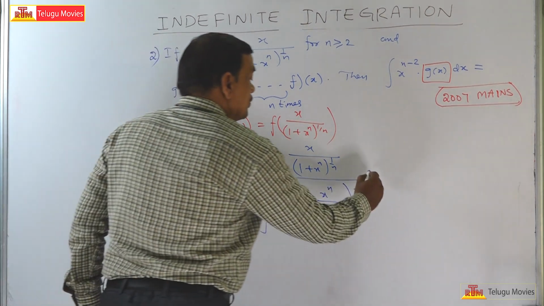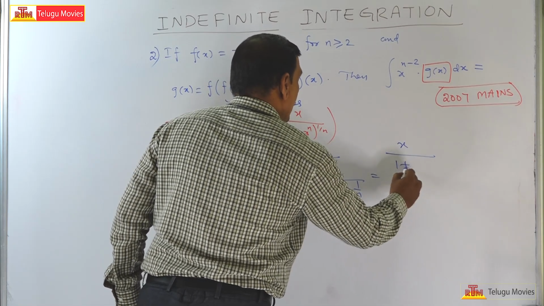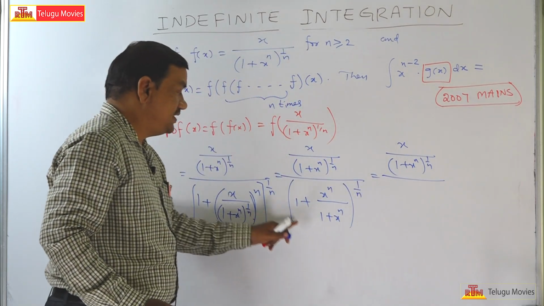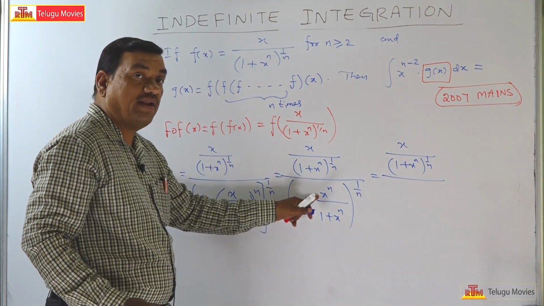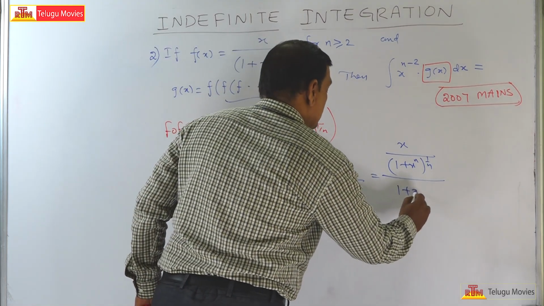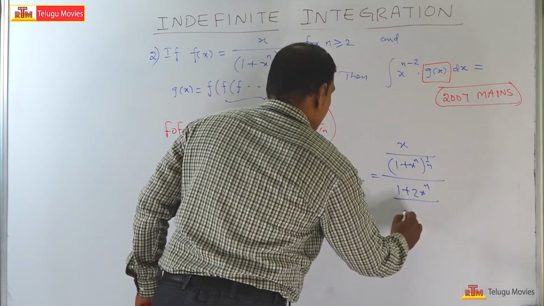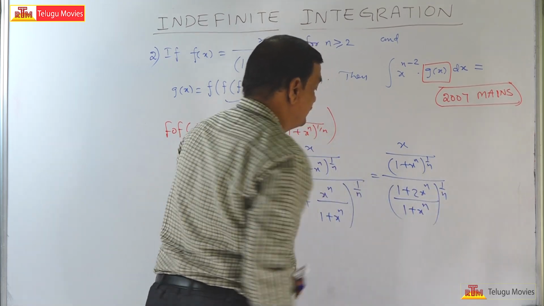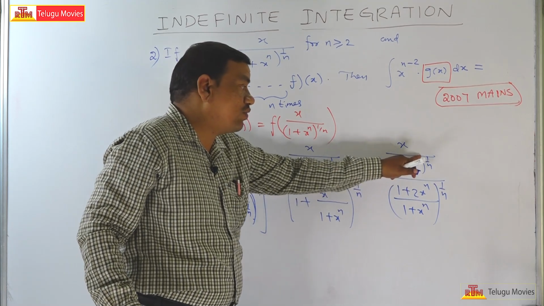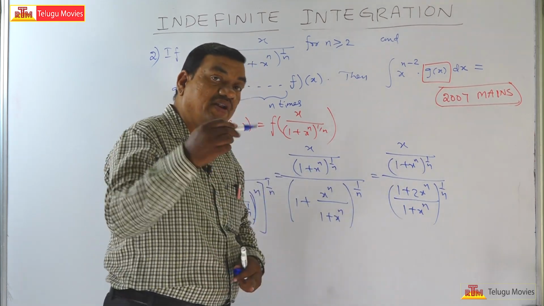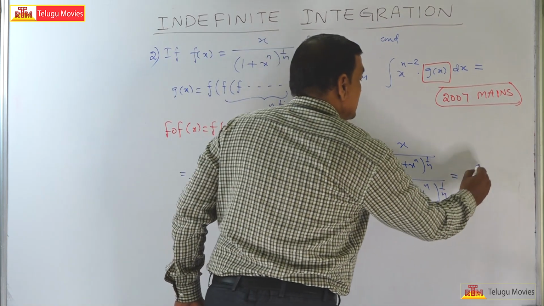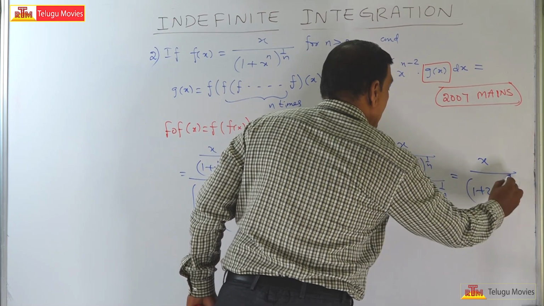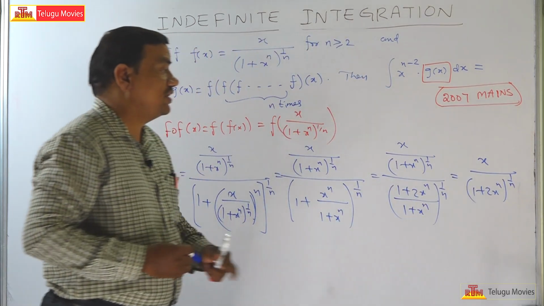Now take LCM. So this is equal to (x by 1 plus x power n) whole power 1 by n divided by, see here, 1 plus x power n plus x power n, 1 plus 2x power n by (1 plus x power n) whole power 1 by n. The denominator (1 plus x power n) whole power 1 by n gets cancelled. Your answer is (x by 1 plus 2x power n) whole power 1 by n. So that is your final answer.